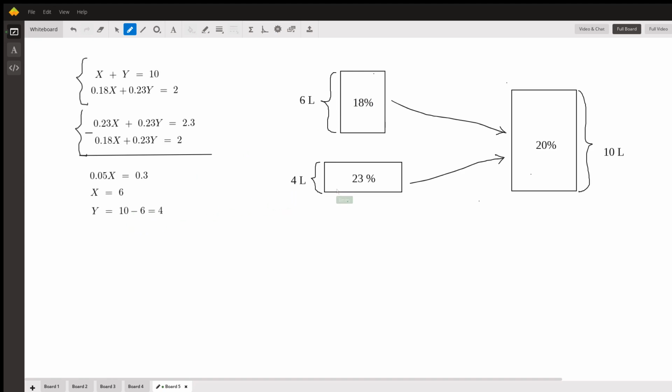So that's it. This is a small little algebra problem, but it does have some challenges to figure out.